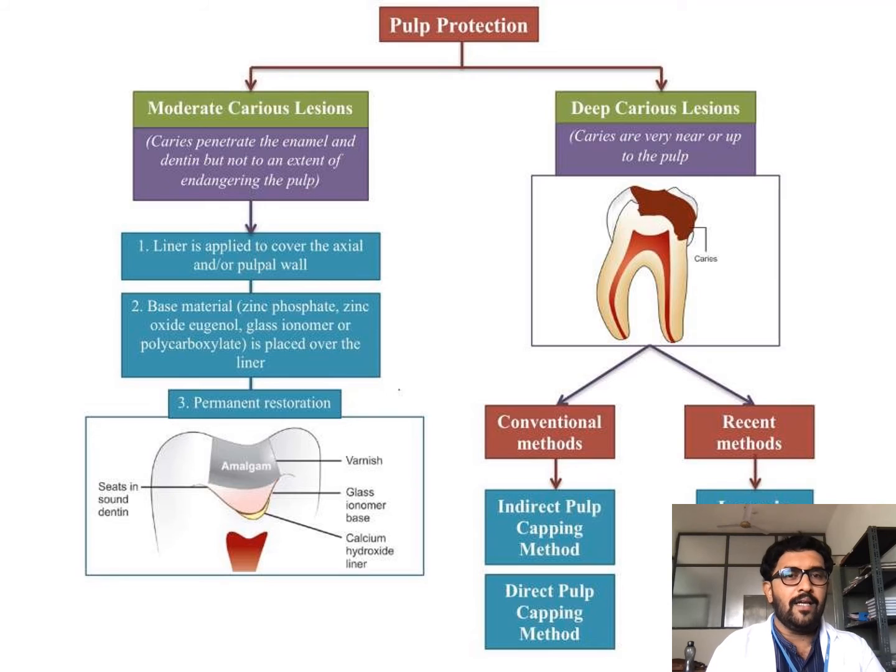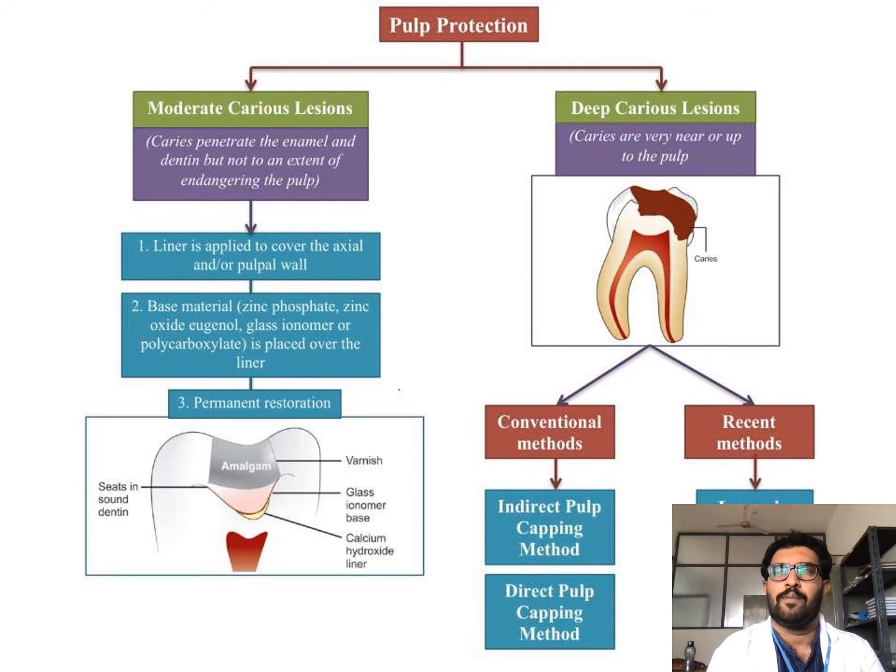Pulp protection, that is, for moderate carious lesions and for deep carious lesions. For moderate carious lesions, caries penetrates the enamel and dentine, but not to an extent that is very deep. Next, liner is applied to cover the axial and the pulpal walls. Definitely. What is the use of liners and bases? I told you in the previous class only. Before taking this, I explained to you why we use liners and bases.